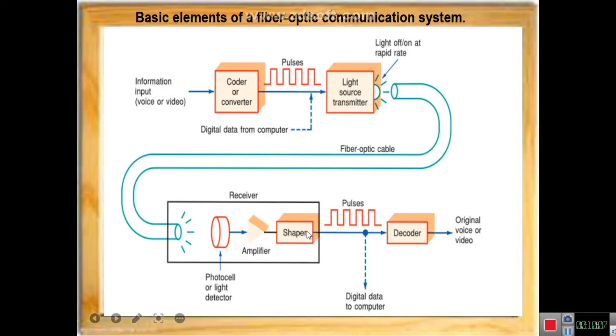Now, if the output source is digital, then the signal is not changed further. And if the output source needs analog signal, then the digital pulses are then converted back to an analog signal using the decoder, where the original voice or video is recovered.